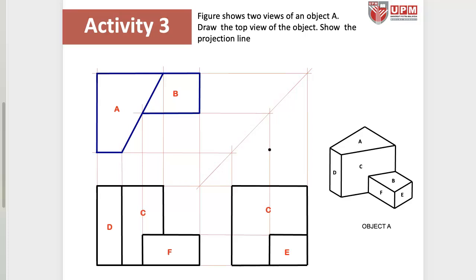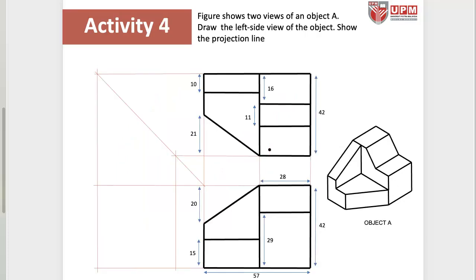So again, I hope this exercise is giving you time to think on how to map out the details. First construction line, and then meter line, and then you would map out the details. When you're mapping out the details, make sure they are consistent from one view to the next. Let's move on to the last activity.